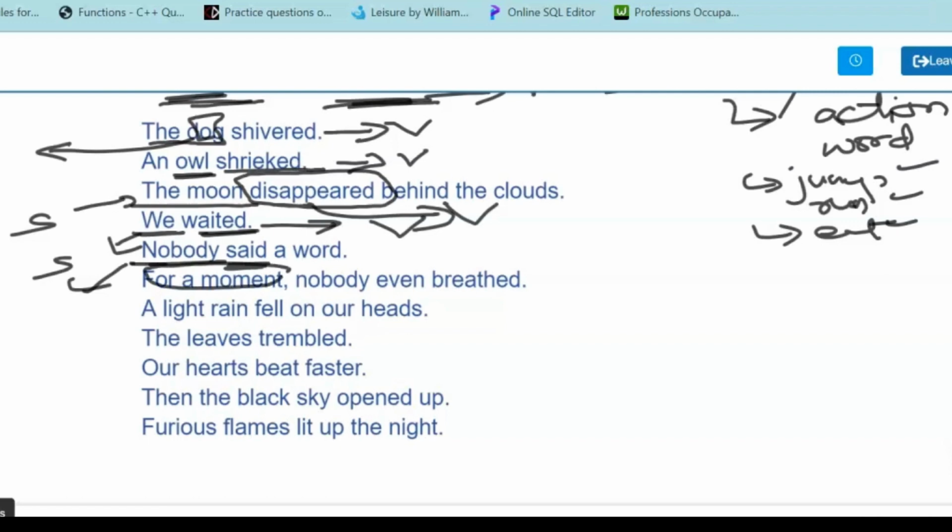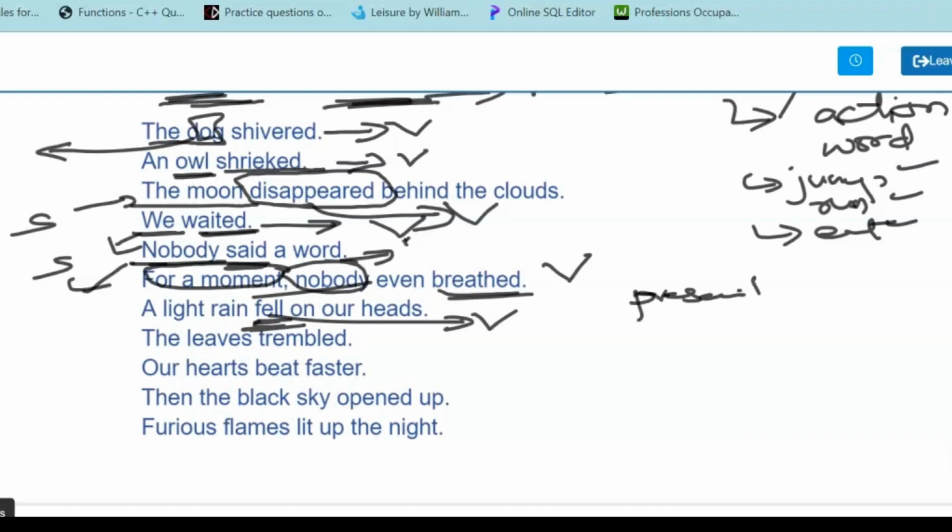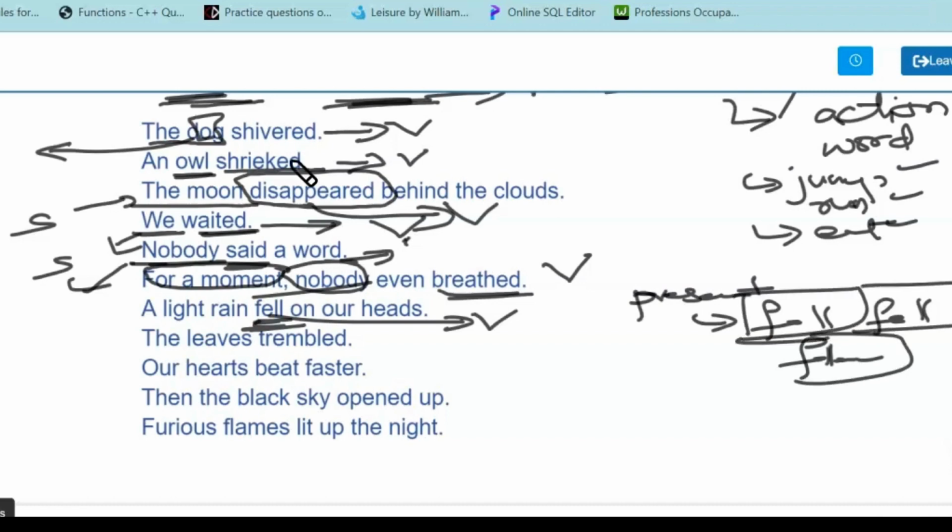For a moment, nobody even breathed. This nobody is the noun, so we call this the subject, and breathed is the verb or the action done. A light rain fell on our heads. Fell is the verb. This verb can be changed to its other forms: present will be fall, fell, fallen. Like that you have three forms of the verb. You can't do that to the subject or the noun.